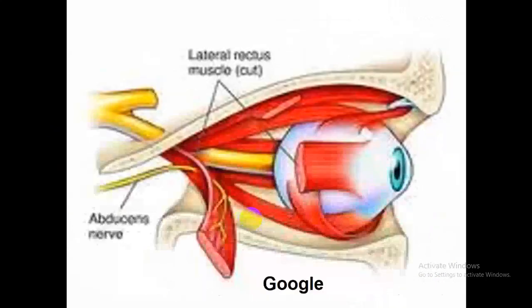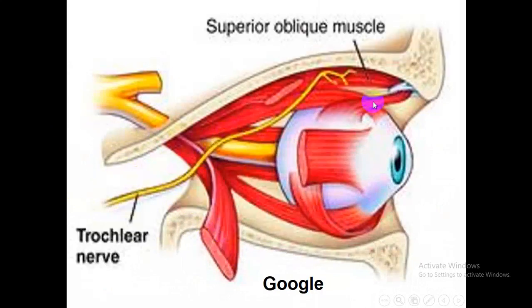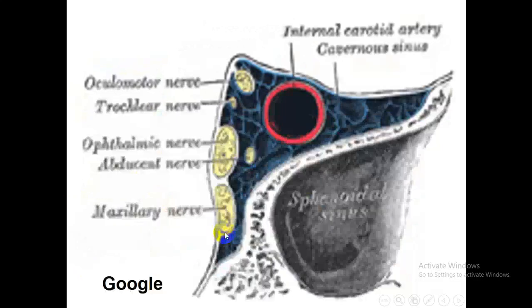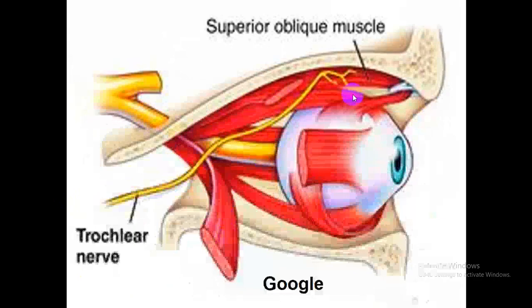We took this already. As we said, the lateral rectus is supplied by the sixth cranial nerve, which is the abducent nerve, and the superior oblique is supplied by the fourth cranial nerve, which is the trochlear nerve, while the rest are supplied by the third cranial nerve, the oculomotor. This is all about this lecture, and thank you.